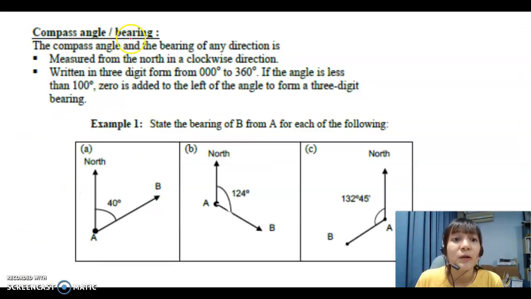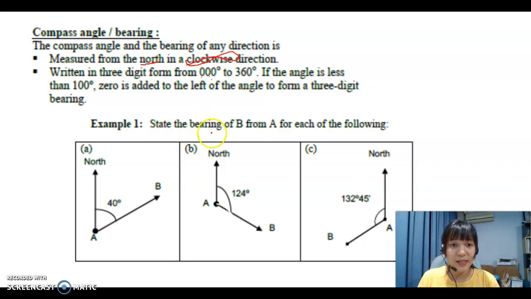Okay, compass angle, or we say bearing. The angle inside the compass, or we say it is our bearing here. The compass angle and the bearing of any direction is measured from the north. We always start to measure from north, and then we must always rotate in a clockwise rotation. Written in 3 digits, the bearing will always be in 3 digits, even though it's 0 degrees or maybe 15 degrees. If it is a 15 degree angle, you will see 015, until 360.